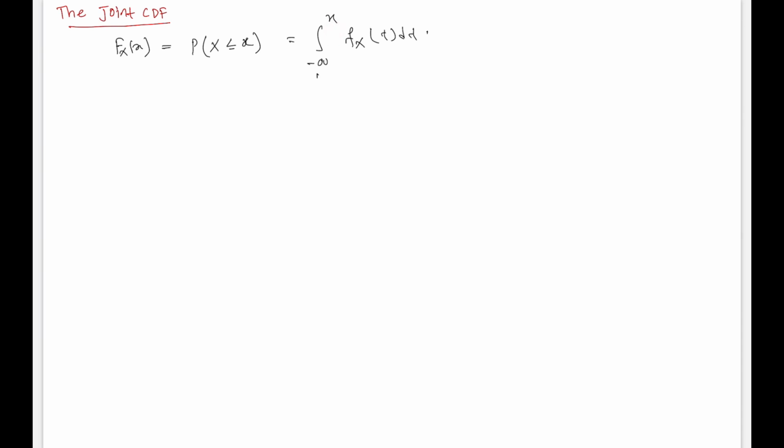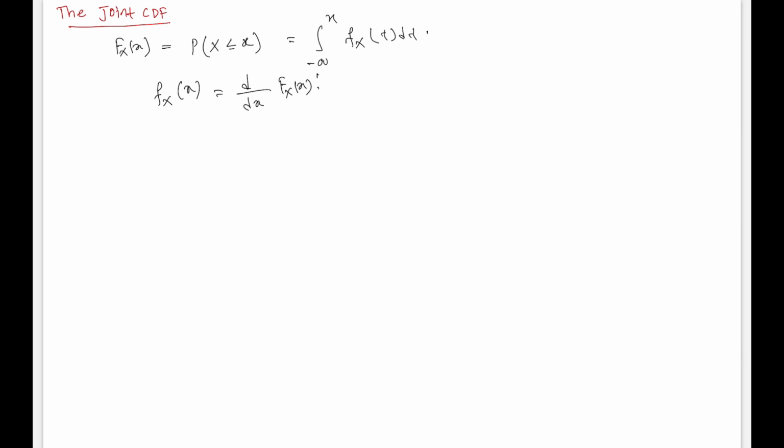And if we want to get back this PDF from the CDF, what do we need to do? We will simply differentiate this. This is the CDF, right? We will simply differentiate this with respect to x, and then we will have this PDF. So if we want to get back the PDF, we simply differentiate the CDF with respect to x. We have already seen this in the case of a single random variable.